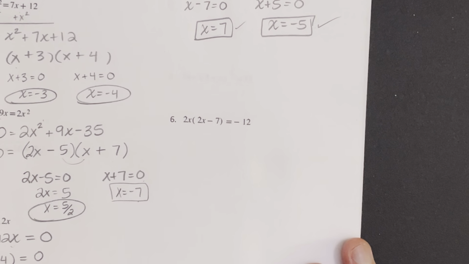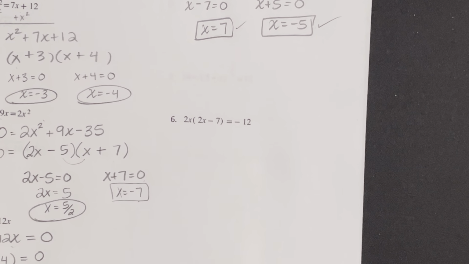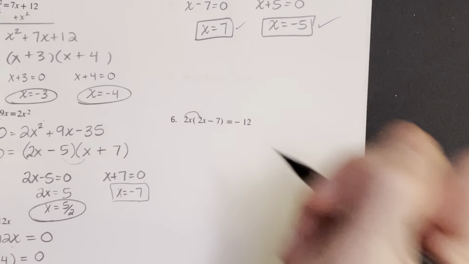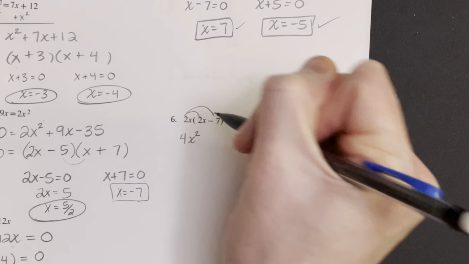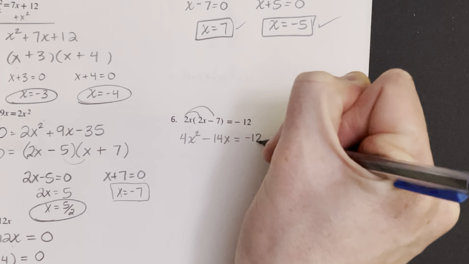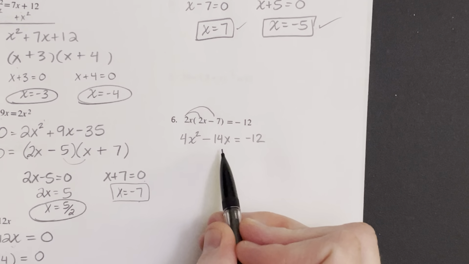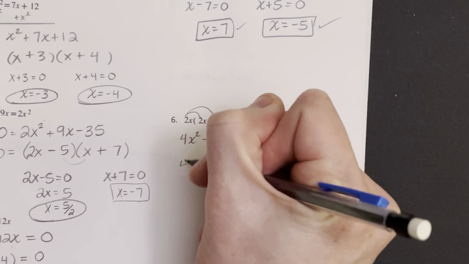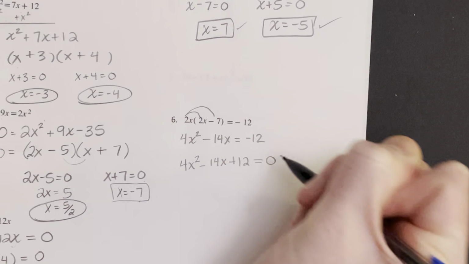And our last example here, number 6, again, is not already equal to 0. We do have a product, but it's not equal to 0. So we're going to expand this out a little bit first. We have 2x times 2x, which will be 4x squared. We also have 2x times the negative 7, so that's negative 14x equals negative 12. We take that equation and now get it equal to 0. So I can move that 12 to the left side by adding 12. It would say 4x squared minus 14x plus 12 is equal to 0.